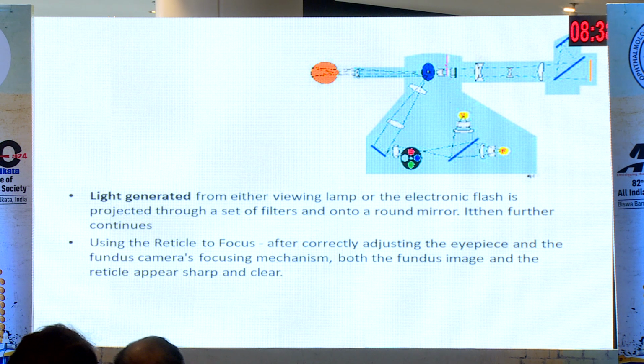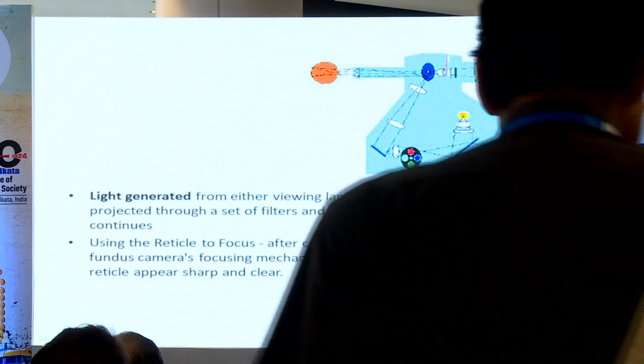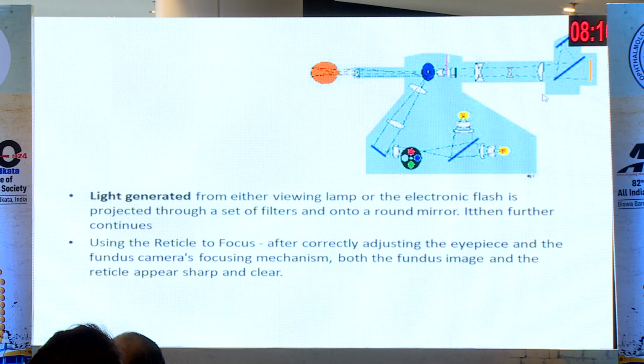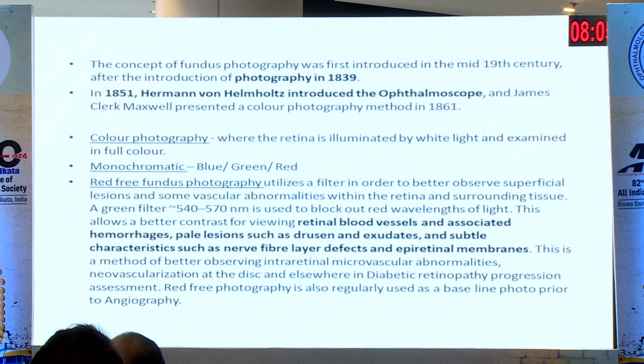In the fundus camera, we have a light generated either by a viewing lamp or by an electronic flash, and this is projected onto the filters, and through this path it goes into the eye of the subject, returns back, and here it is captured, and we see the image as well. So we adjust the eyepiece and focus the fundus camera, and then the reticule is focused to give a very sharp image. Finally, we get good photographs.